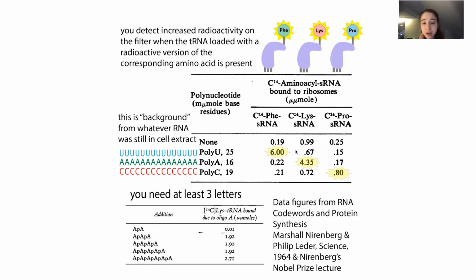If they add poly U, this is showing which one is labeled. If they have labeled phenylalanine, they get a signal, but if they have labeled lysine or proline, they don't. With poly A, if they have lysine labeled, they get a signal, but if they have phenylalanine or proline, they don't. And with poly C, if they have proline labeled, they get a signal, but not as much with lysine or phenylalanine. This one wasn't quite as clear here.